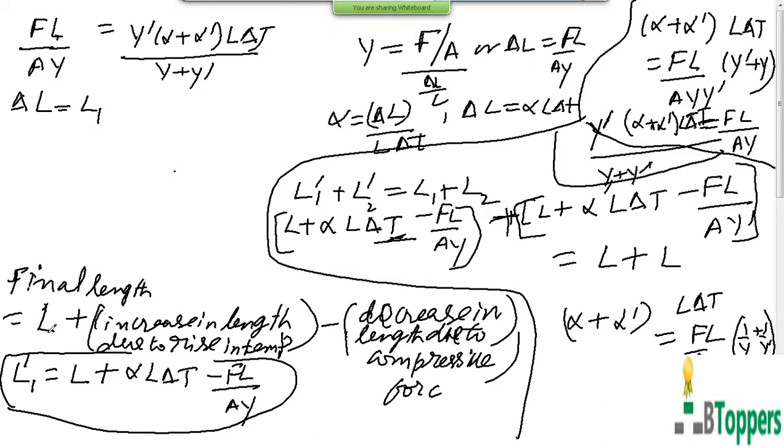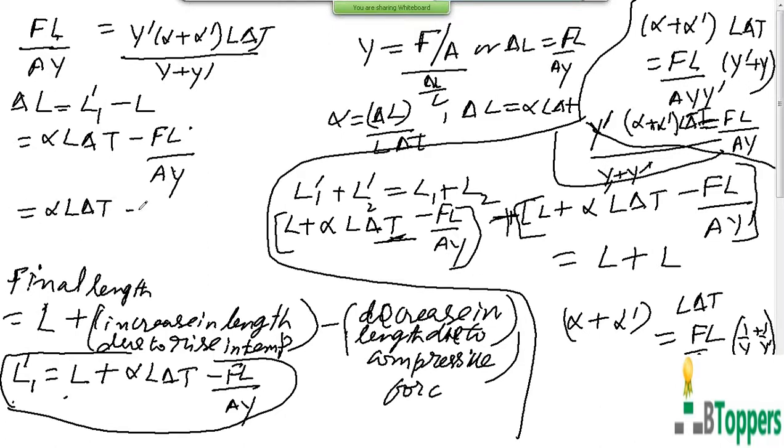So delta L, the change in length of the first rod, is L1 dash minus L. From this equation, L1 dash minus L we can write as alpha L delta T minus FL by AY. We can substitute the value of FL by AY here. So alpha L into delta T minus Y dash into alpha plus alpha dash into L delta T by Y plus Y dash. That has to be simplified to arrive at the conclusion.